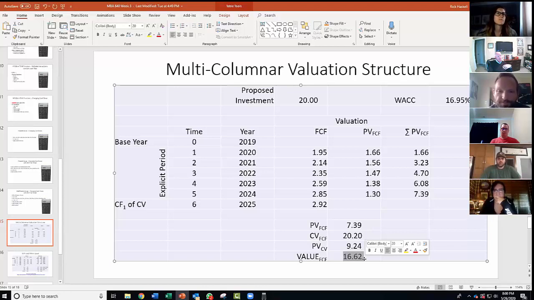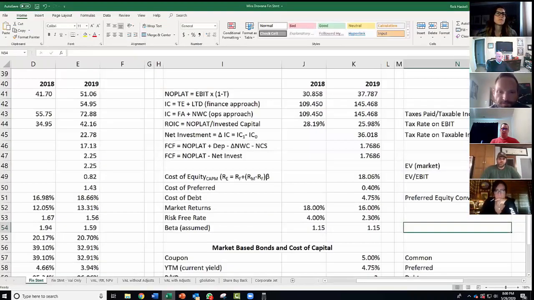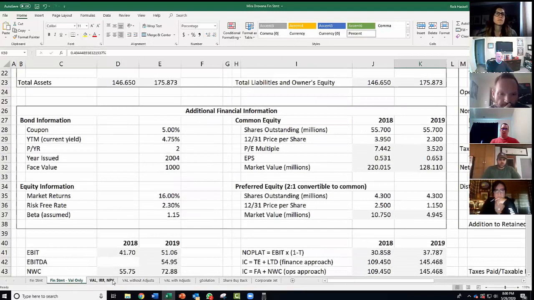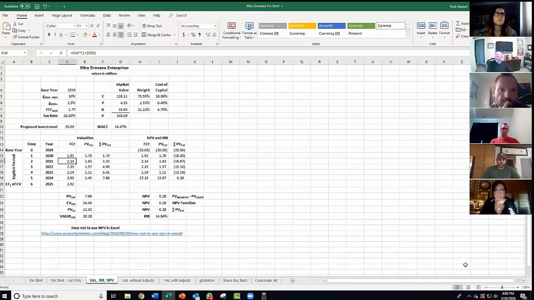Gotcha. Okay. Let me show this construction to you in a spreadsheet that I think I have right here. And thank goodness I do.